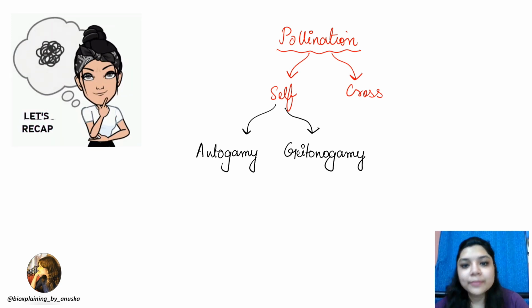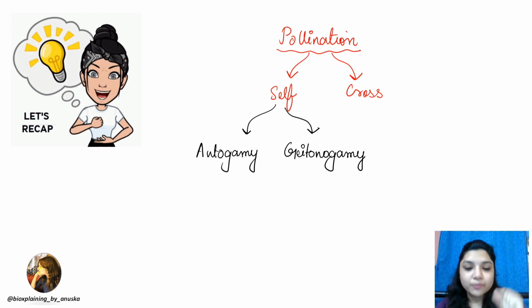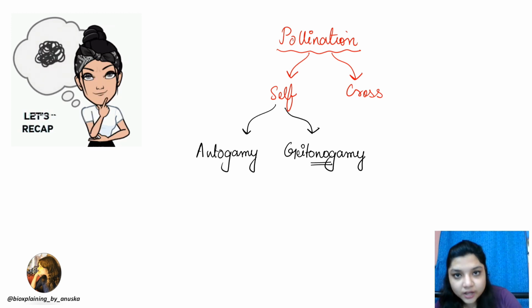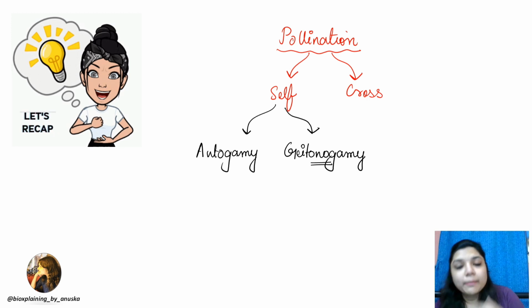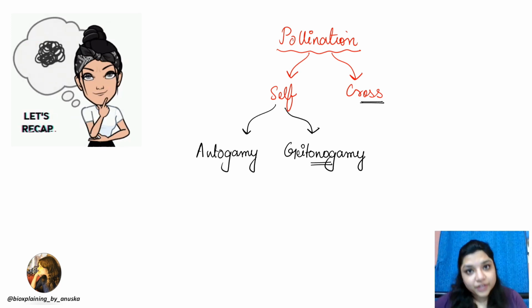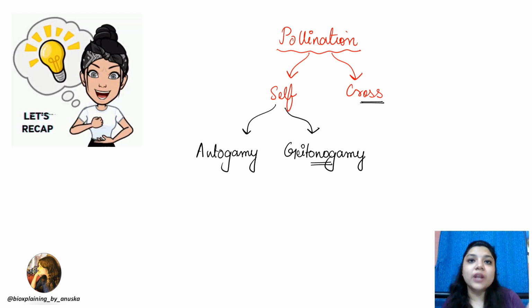In case of autogamy, we have seen that the transfer of pollen occurs from the anther to the stigma within the same flower. While in case of geitonogamy, the transfer of pollen occurs from the anther of a flower to the stigma of a different flower but within the same plant. While in case of cross-pollination, the pollen is transferred from the anther to the stigma of a different flower present on a different plant altogether, but these two plants belong to the same species, right?